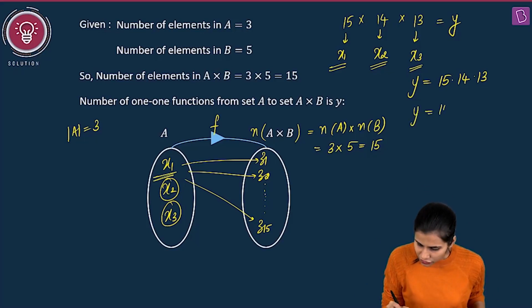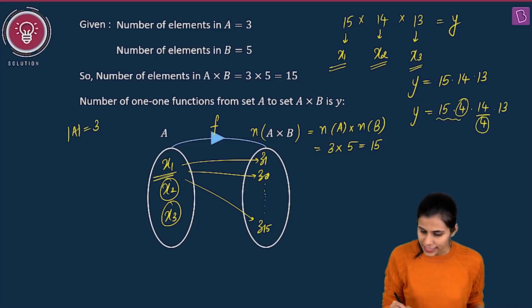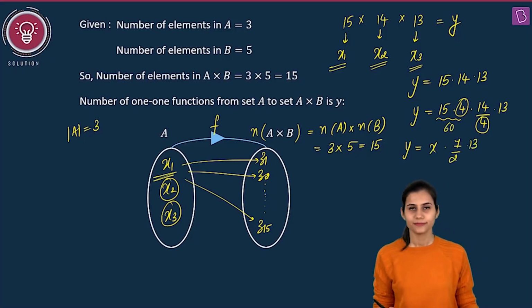So let me artificially multiply by 4 and, to balance it out, divide by 4 as well. I just multiplied by 4 and divided by 4 so that 15 into 4 becomes 60, and 60 is nothing but x. So I have this left with me. I have an equation involving both x and y.